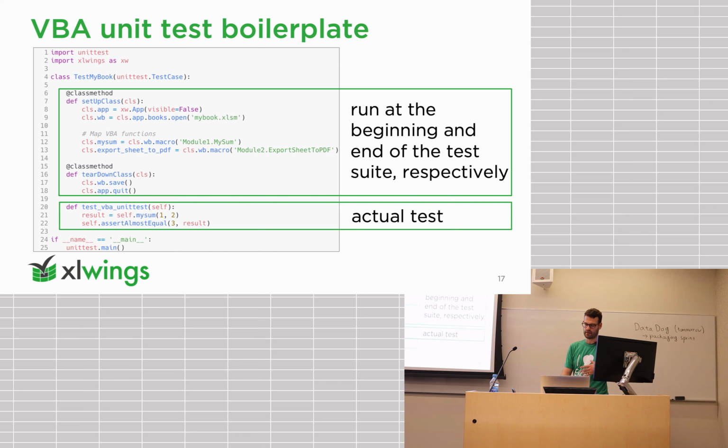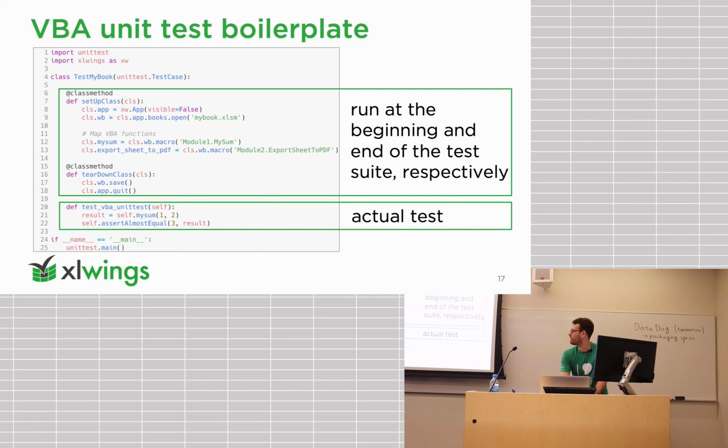here is really just like a setup class which runs at the beginning of this class. It really just creates a new instance of Excel. It opens the book that wants to be tested. Then it maps all these VBA functions that you want to use. That has the advantage that you can have 50 tests below, and they all refer to the same VBA function. So you really just need to do the mapping a single time. And at the end of the class, you just tear down everything. So you save the workbook so it doesn't complain about changes, and you quit the application.